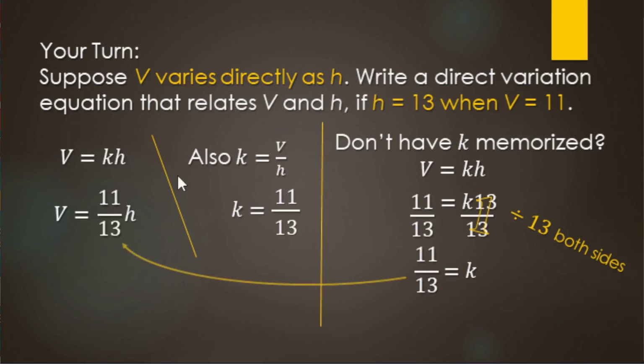So if you have this part memorized, how to calculate K, this is going to go a little bit faster. If you forgot it, it's been a couple of weeks, now you're taking the test, you can use this other idea here. Just write down your formula, replace the variables with what they equal, and then solve.